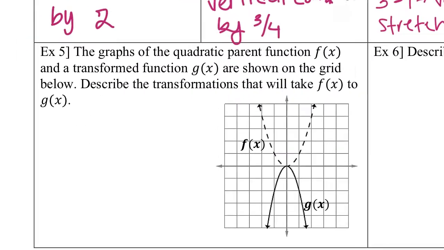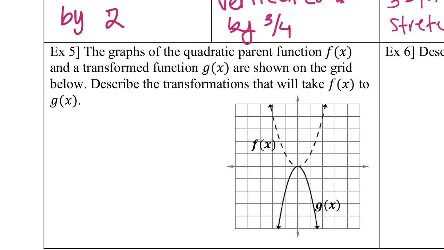Example 5. The graph of the quadratic parent function f of x and a transformed function g of x are shown on the grid below. Describe the transformations that will take f of x to g of x. So the obvious one is the reflection, because usually the parent function is facing up and this new function is facing down. That means it had to have been reflected across the x-axis. So that's one transformation. Now, we have to decide if there was a vertical stretch or a vertical compression.